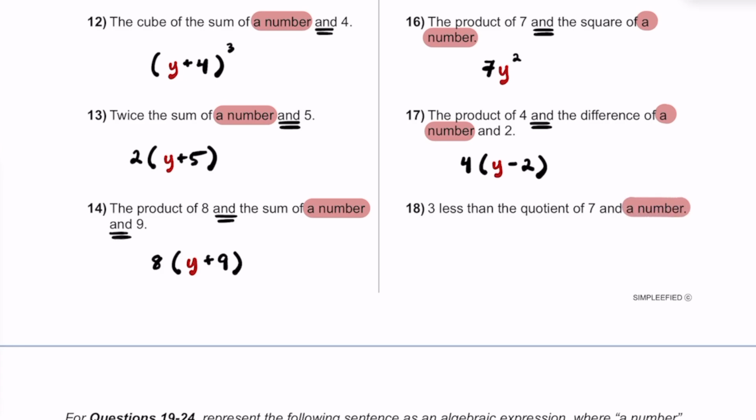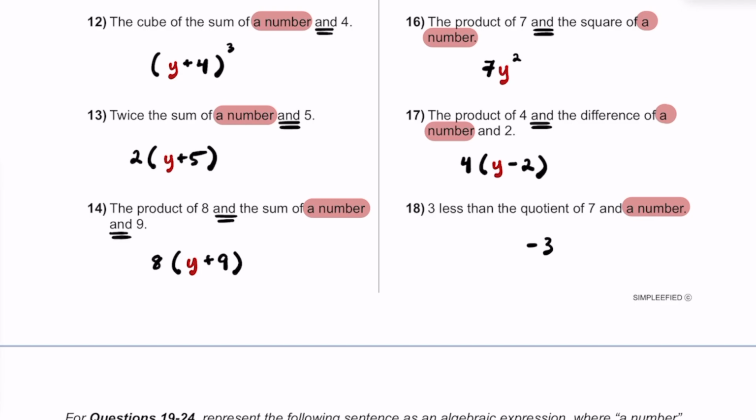Okay. In number 18, we have 3 less than the quotient of 7 and a number. So here is a number at the end here. It's 3 less than. So if we have 3 less than something, that means we're going to take away 3 from it. Quotient means we are going to be dividing. So let's see here. It's going to be 3 less than. So we know it's going to be minus 3 at the end. Okay. And then we have the quotient of 7 and a number.